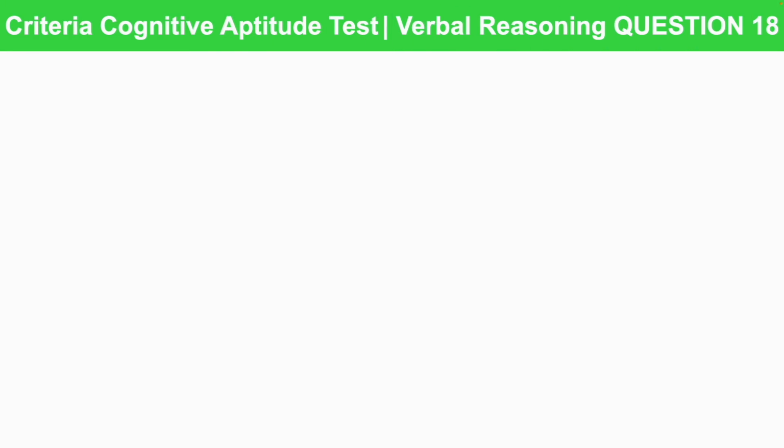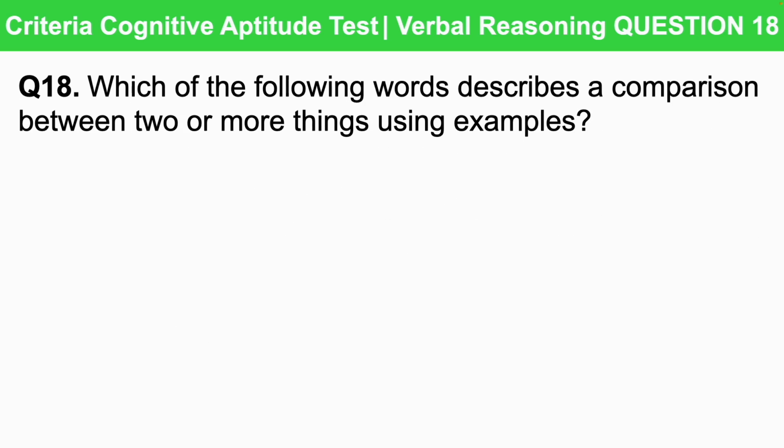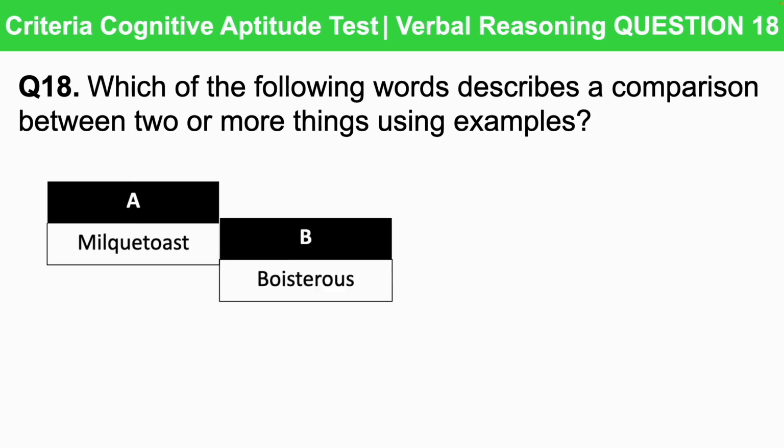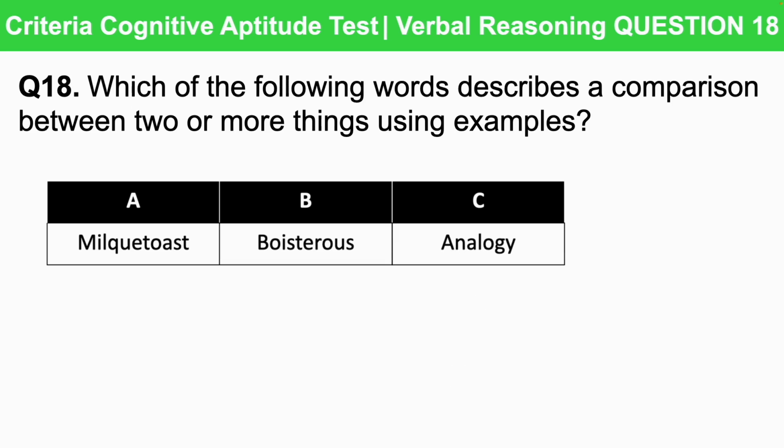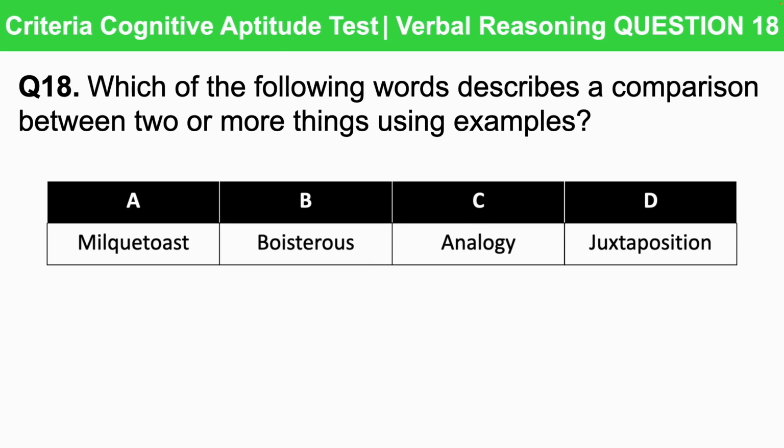Great. And now again, which one of the following words describes a comparison between two or more things using examples? Is it A, milky toast? Is it B, boisterous? C, analogy? Or D, juxtaposition? You have 12 seconds on the timer starting now.